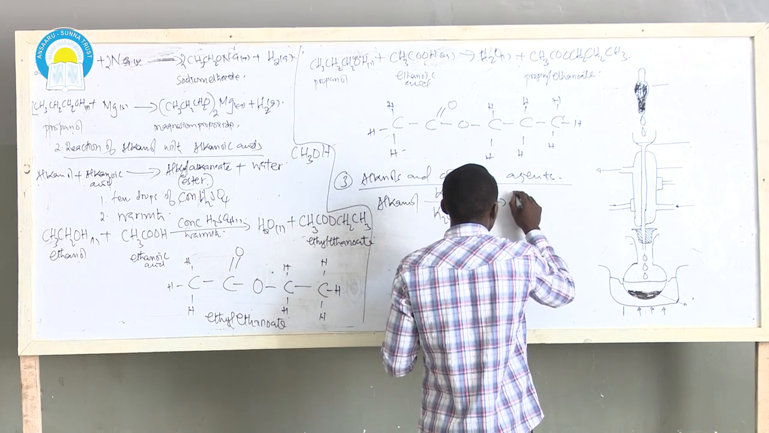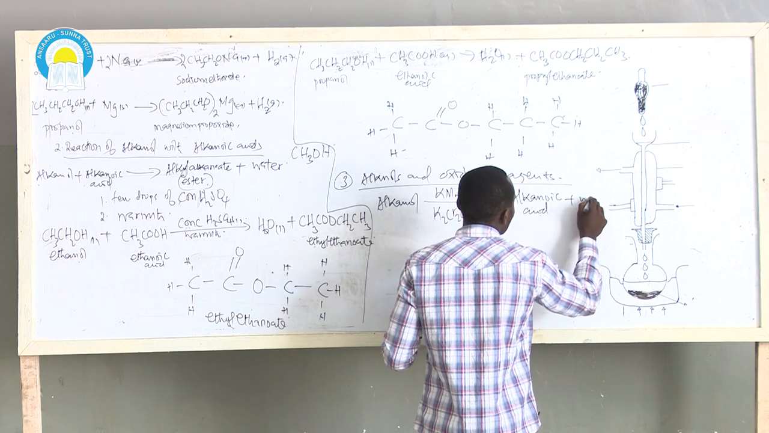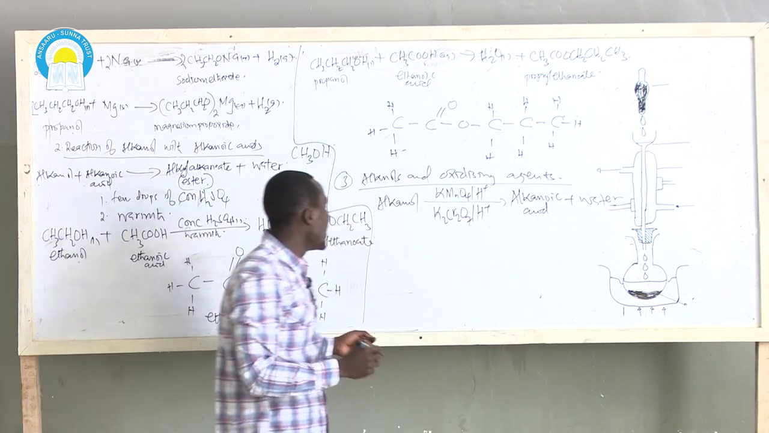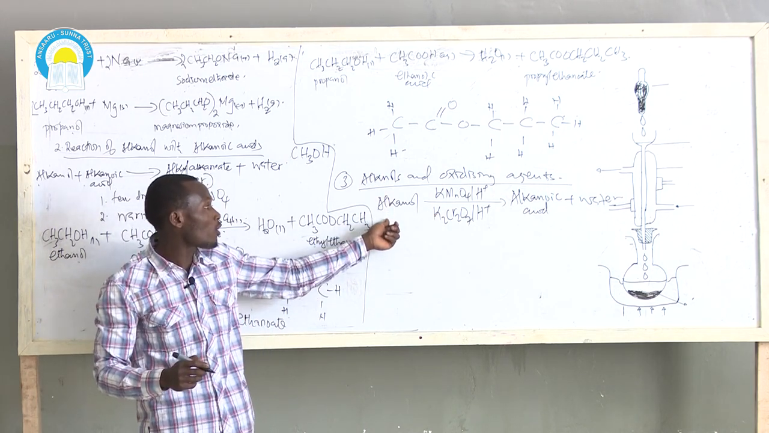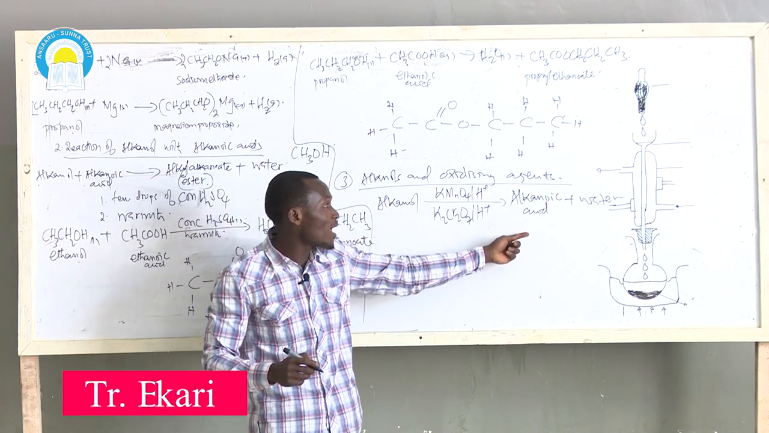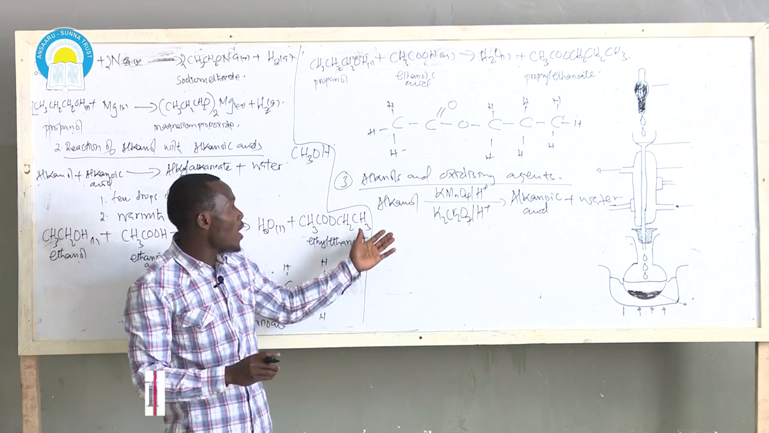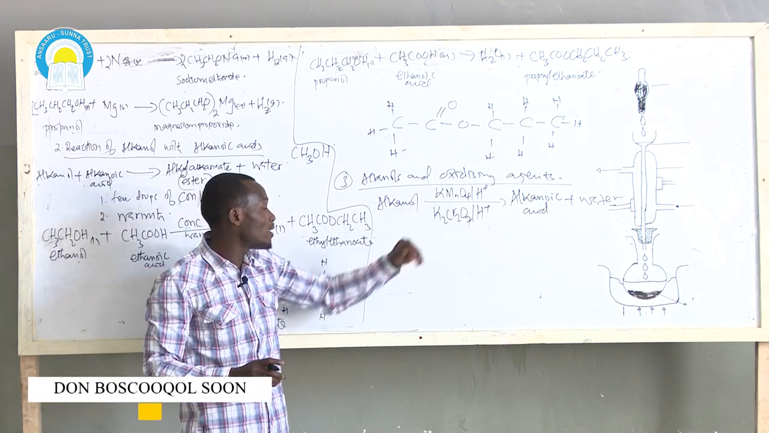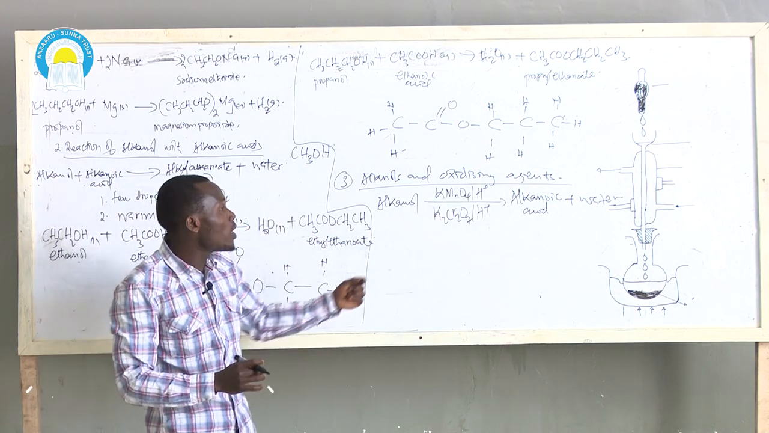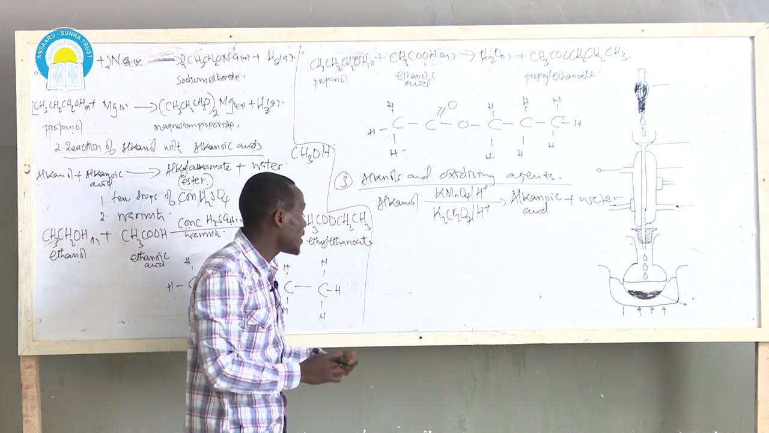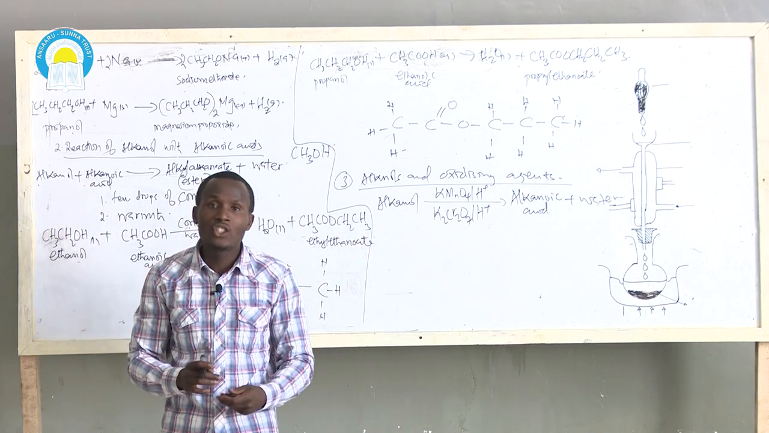This gives us alkanoic acid plus water molecule, meaning that the reaction here is referred to as oxidation. So alkanols are oxidized to alkanoic acids, and water molecules are also going to be formed. To show that a reaction has taken place, the color of acidified potassium manganate(VII) will change from purple to colorless, while acidified potassium dichromate(VI) changes from orange to green.